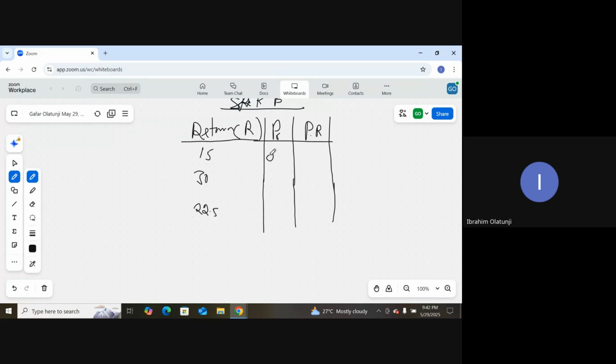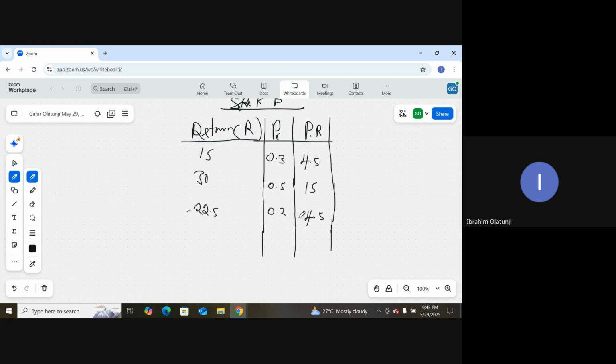So the probability in the question is 0.3, 0.5, 0.2. The two stocks use the same probability, and 0.2. So probability times return, what do you have? 4.5. 15. What of the 15? 15. Okay. 4.5.